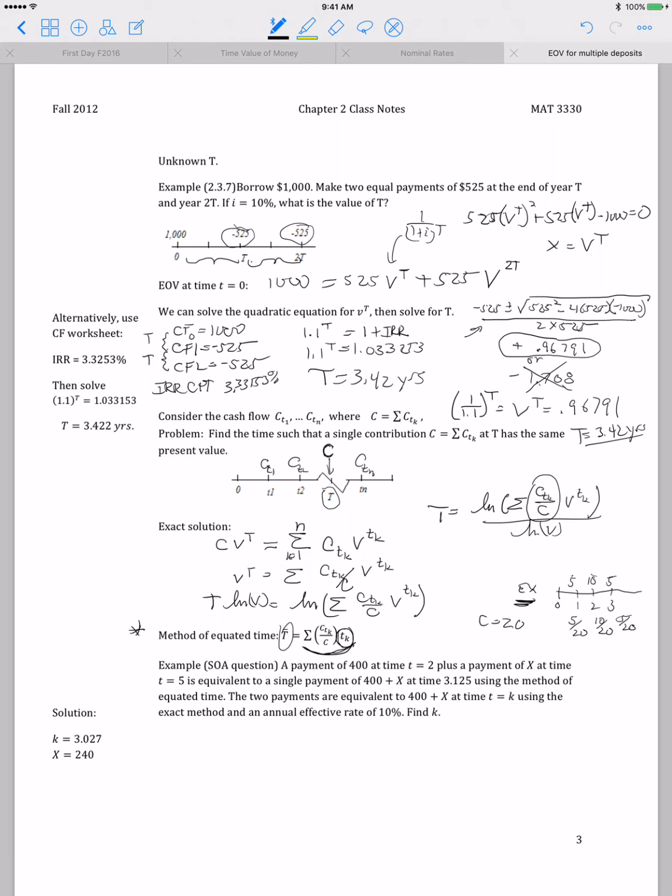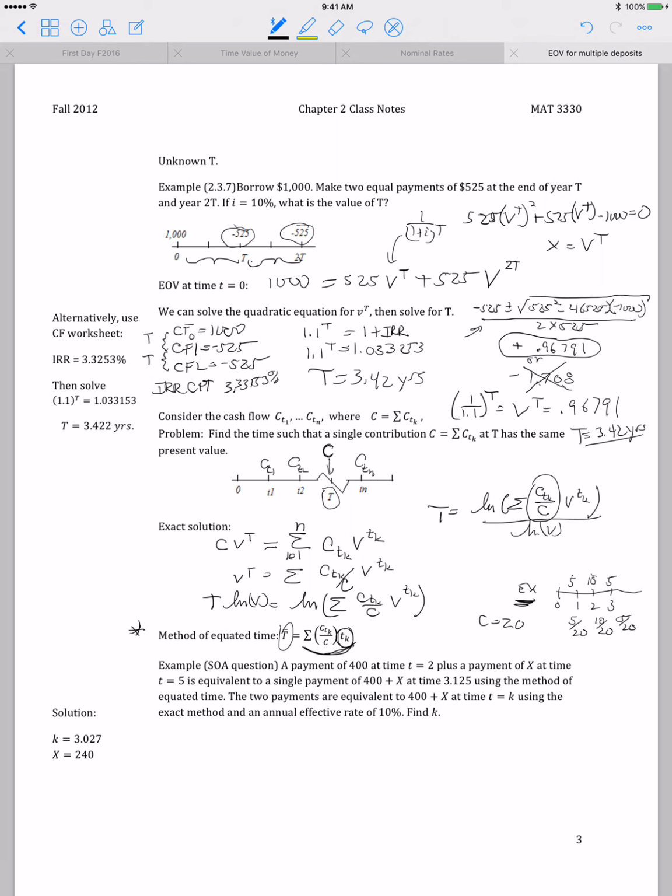Okay, so let's illustrate this in an SOA question. It says a payment of 400 at time 2 plus a payment of X at time 5 is equivalent to a single payment of 400 plus X at time 3.125 using the method of equated time. The two payments are equivalent to 400 plus X at time t equal to K using the exact method and an annual effective rate of 10%. We want to find K.